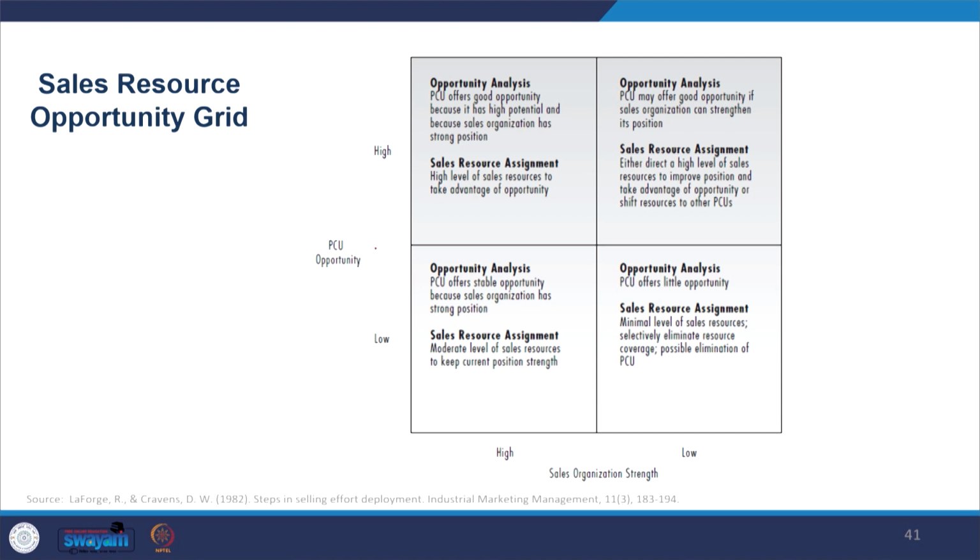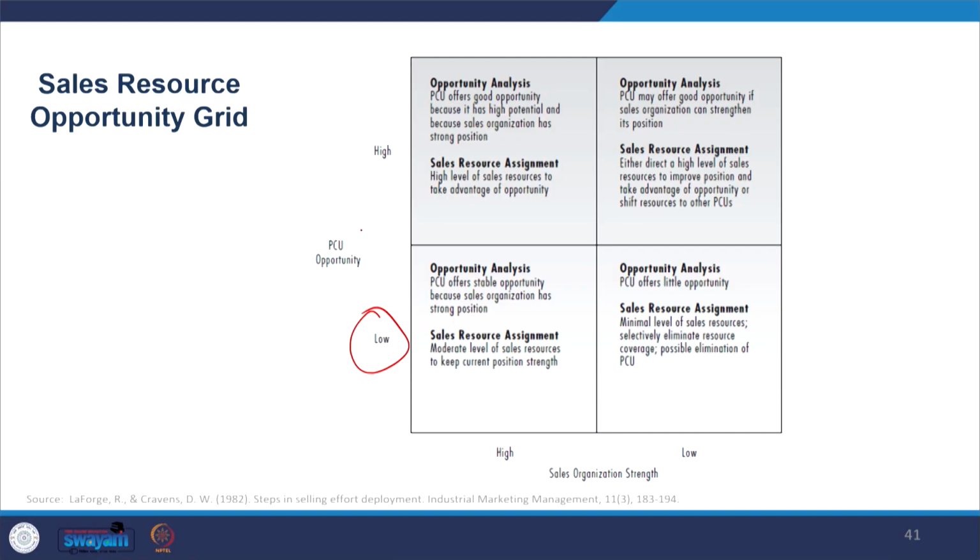The second case is where the opportunity is low, sorry, in this case, and here the sales organizational strength is high. In such a condition it says the PCU offers stable opportunity because the sales organization has a strong position. So, in terms of sales you have a strong position. Now, what should be done? Moderate level of sales resources to keep the current position strength. Since the opportunity is not much here, you can maybe remove some of your sales force and deploy it somewhere else. So, you need not focus too much or put all your resources into one basket. Okay.